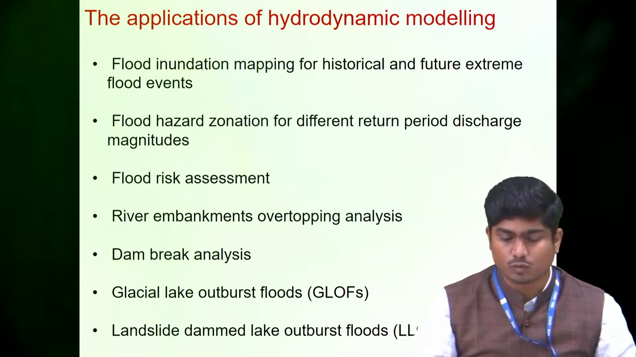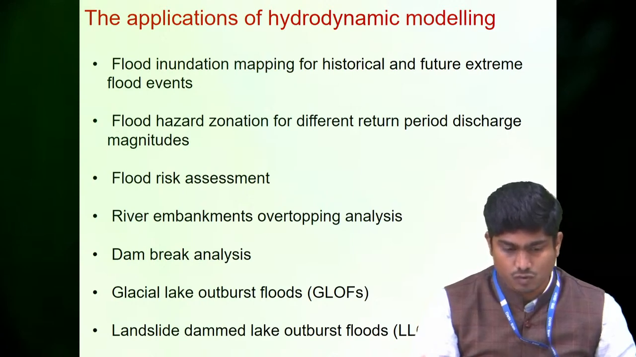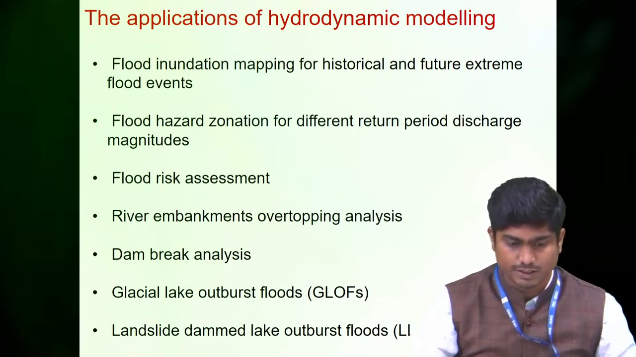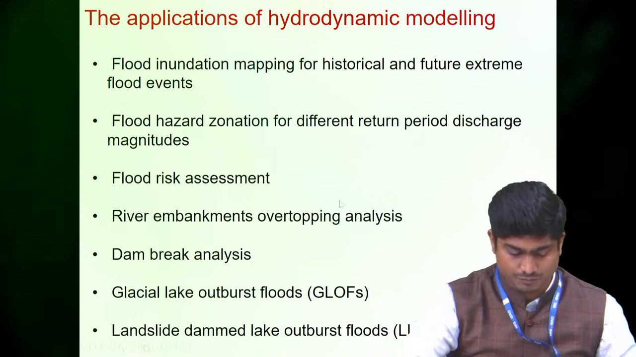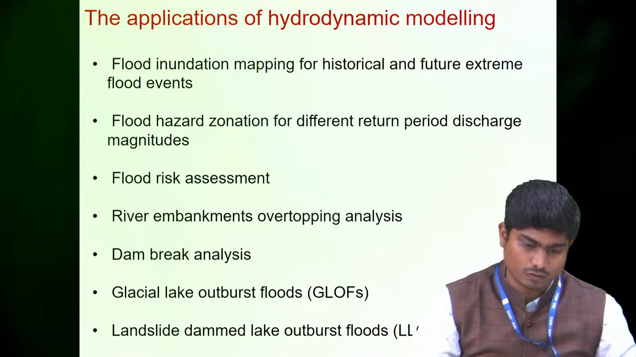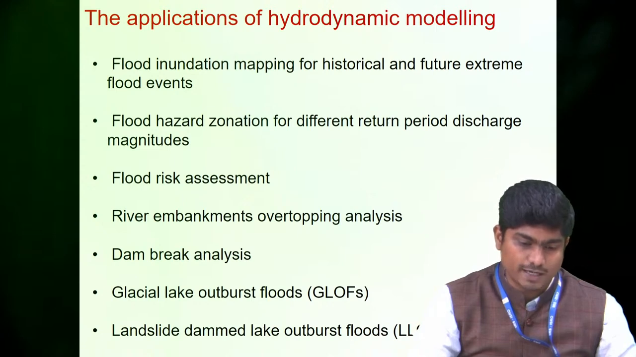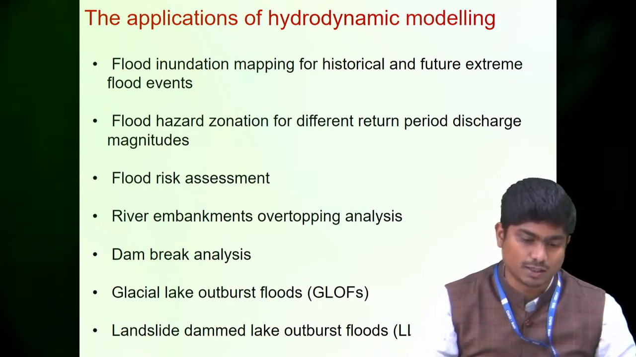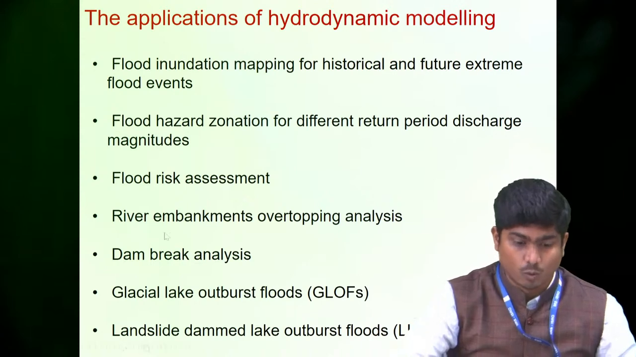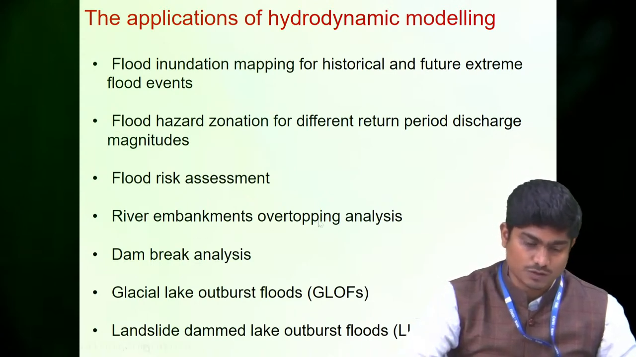Then river embankment overtopping analysis. Suppose there is a particular river, for example the Brahmaputra or Ganges river, where every year there is a breaching in the banks. If you want to identify the structural measures where you can increase the embankment so that overtopping can be reduced during the monsoon season, that kind of analysis can also be done.